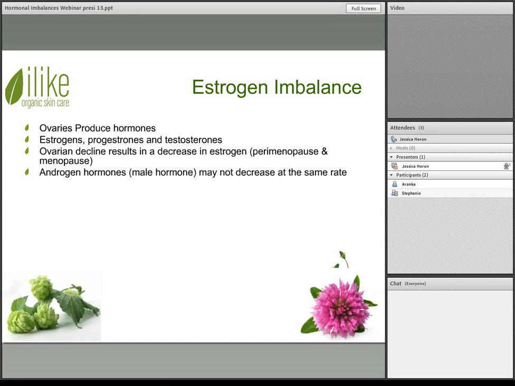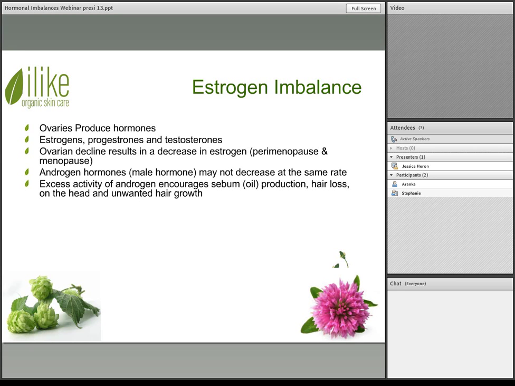Androgen hormones, which are the male hormones, may not decrease at the same rate, and androgens can stimulate the enlargement of our sebaceous glands. An excess of activity of an androgen hormone encourages sebum or oil production. It also can cause hair loss on the head and also unwanted hair growth in unwanted areas as well. The androgen stimulates the enlargement of the sebaceous glands, giving way to the production and secretion of sebum or oil, which is the oily substance in our skin.